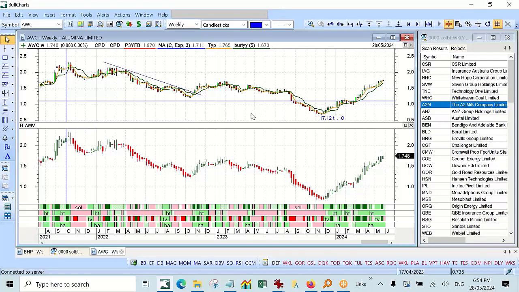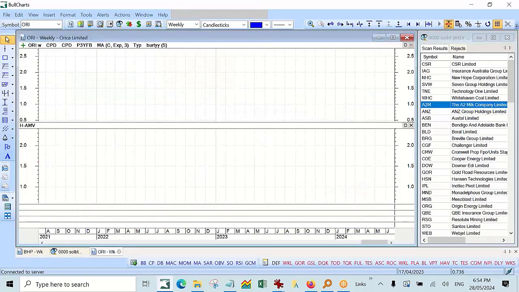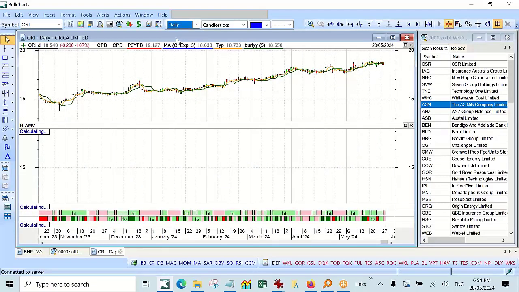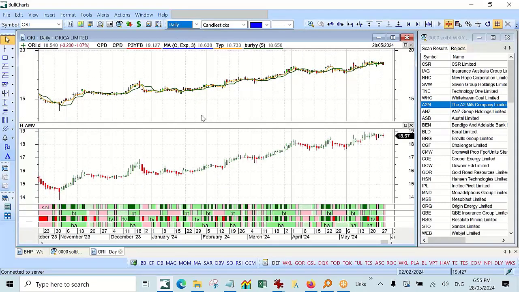ORI, Orica? Oh yes, right. Yes. A weekly basis here. The Burtyy faltered a bit here. Weekly on a daily basis. Just come off a little bit today. And it showed a bit of weakness here a few days ago.